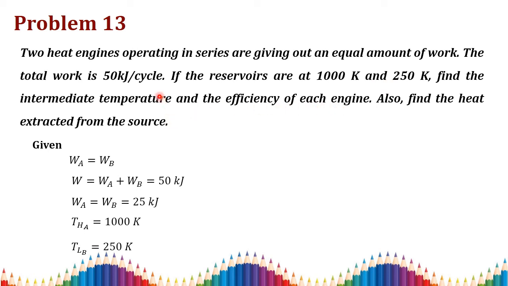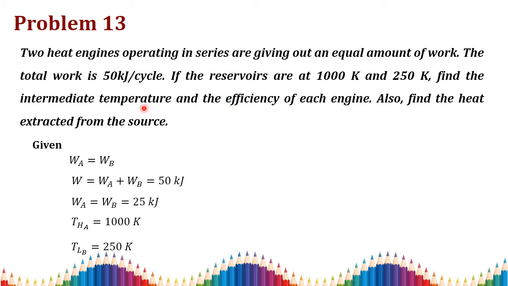Here they have given that the total work done, that is W, is equal to WA plus WB. What we need to understand here is that the two heat engines are operating in series with an equal amount of work. If the total work done is 50, then the work done of A will be 25 and the work done of B will be 25. So that we need to understand from the question. Otherwise, we follow the same method for the intermediate temperature.